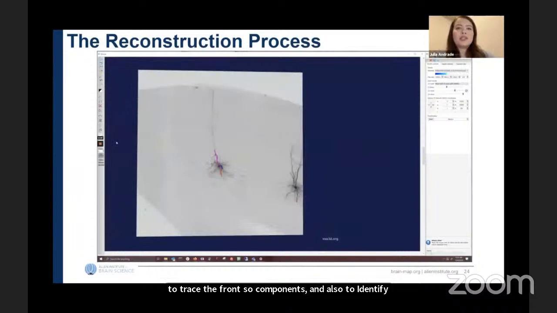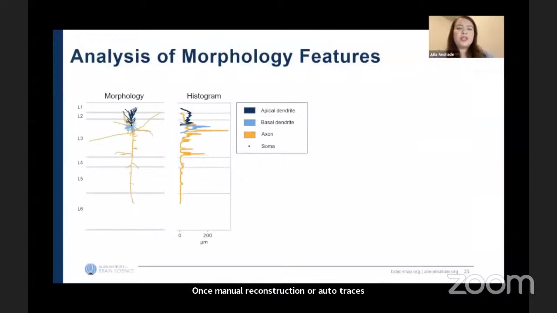After the reconstruction is finalized, we give it a standardized appearance by sorting and spacing out the nodes and assign radii to fully capture the thickness of each branch. Once manual reconstruction or auto trace is complete, we can generate several morphological features of each reconstruction. Here's the morphology summary for the human neuron we're following on this talk and its histogram, which is used to quantify and summarize the distribution of a cell's axon and dendrites across the three dimensions, plotted relative to the cortical layers. Histograms allow us to compare multiple neurons at a summary level that captures the broad patterns of each cell structure.